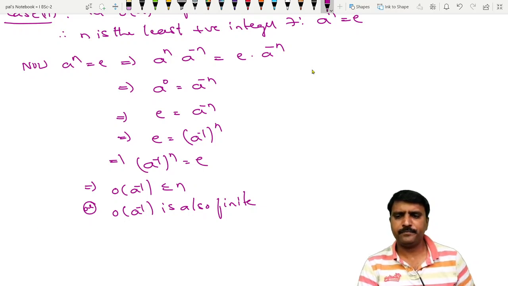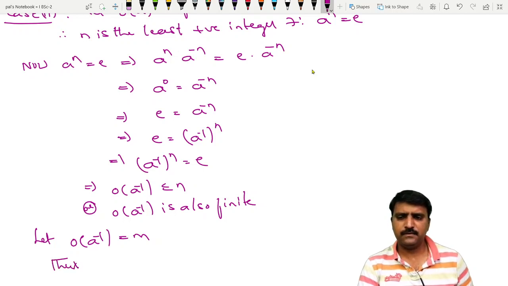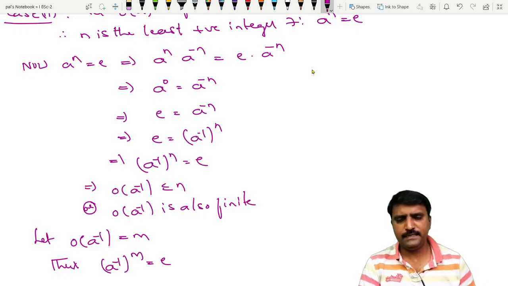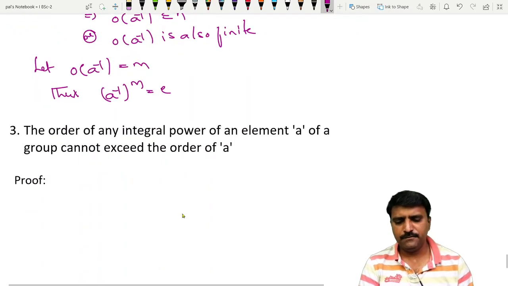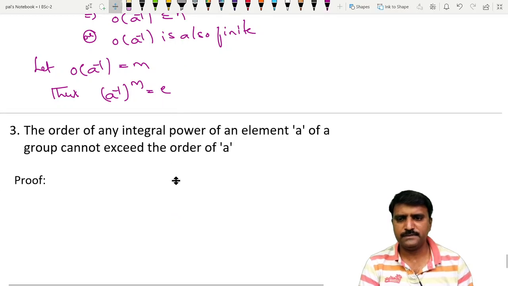Let order of a inverse be equal to m, where m is a finite number. Thus a inverse to the power of m is equal to e, where e is the identity element. Yeah, I need some more space.